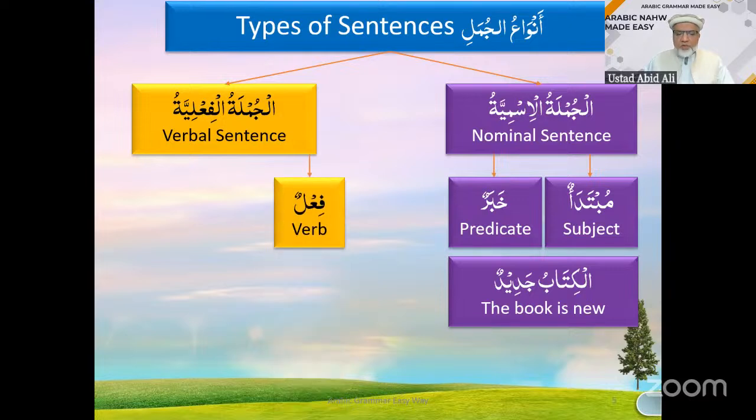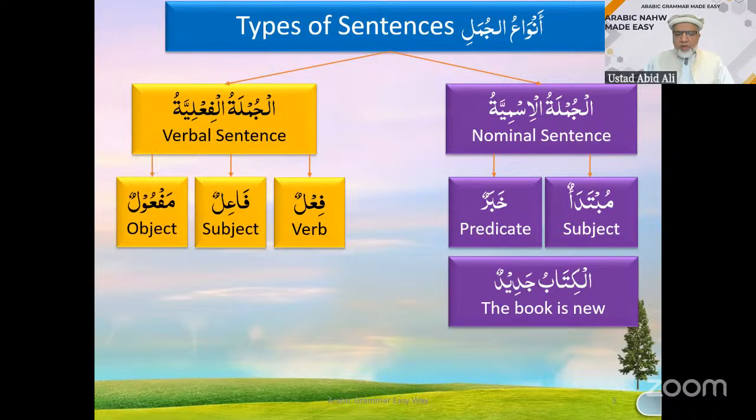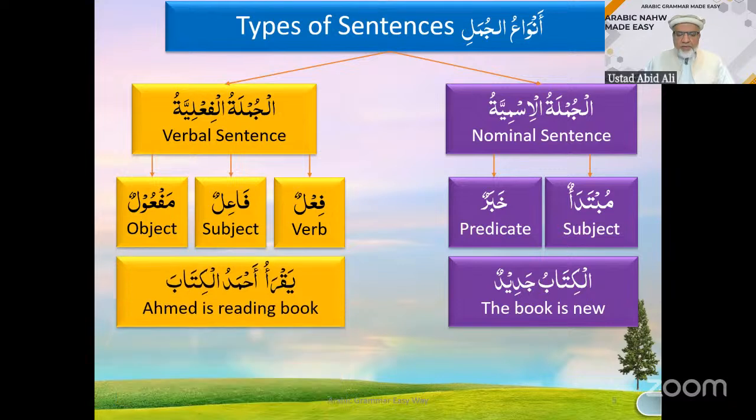In the jumlatul failiya, we have the fail, then we have the person who is doing the fail, and the object on which the fail is happening is called the maf'ul. So there is a verb, there is a subject, and there is an object. For example, yaqra'u Ahmadul kitaba. Ahmad is reading the book. In this sentence, yaqra'u is the fail. Ahmad is the person who is doing the act of reading. And what is being read is the kitab. So kitab is the object. Any questions on this? Everybody clear on that?